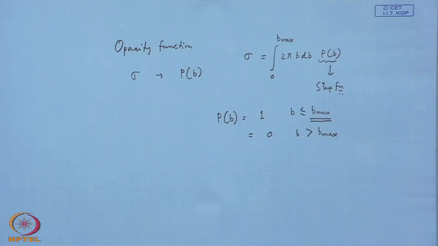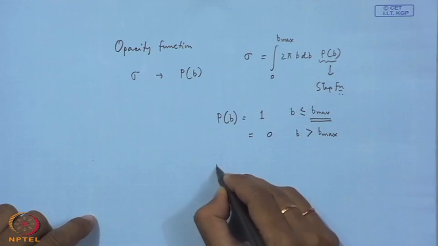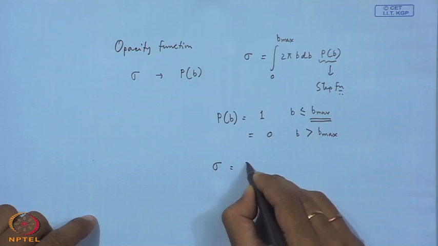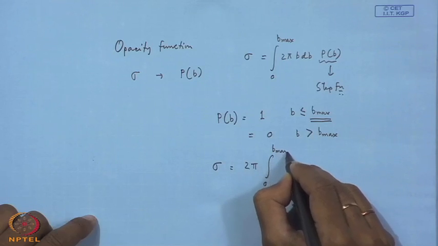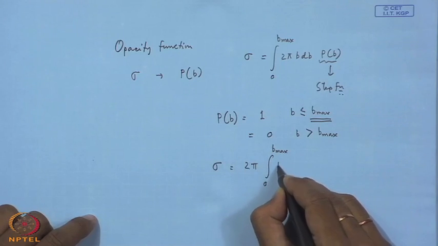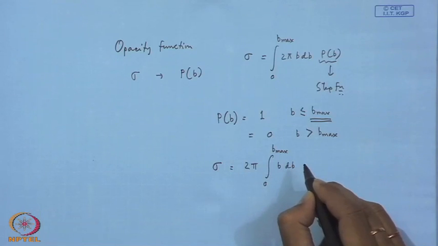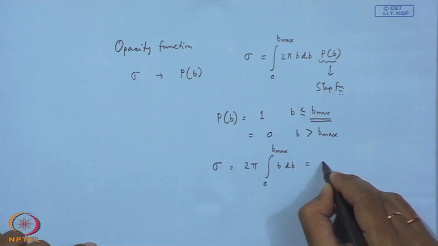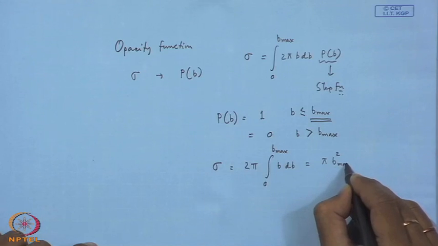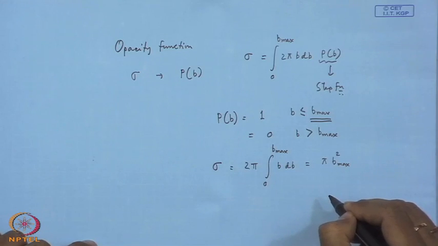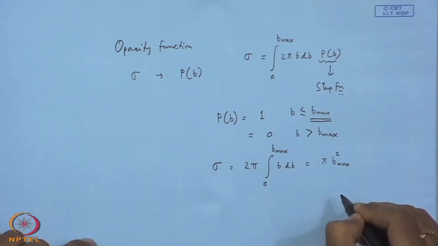So, in that case your sigma will be equal to twice pi integration from 0 to B max of B dB, and in that case it will give you pi into B square max. So, pi into B square max. Okay. So, this way you can think of it.